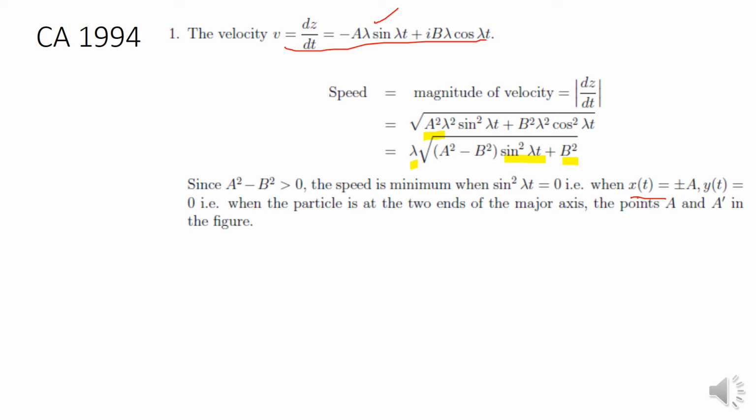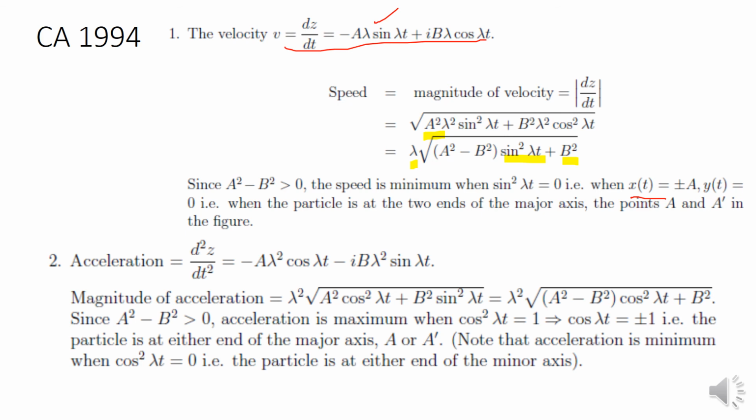And suppose in the question it had been asked for the maximum, which has not been asked, then it would be the greatest magnitude where sine omega t is plus or minus 1, and that will be at the points on the minor axis, B and B dash, where y(t) is b or capital B, and x(t) is 0.